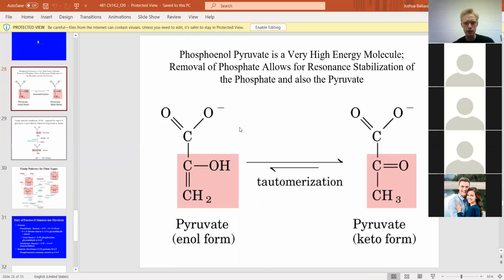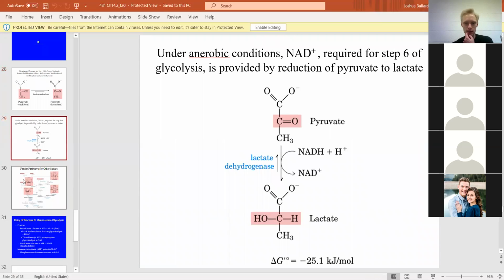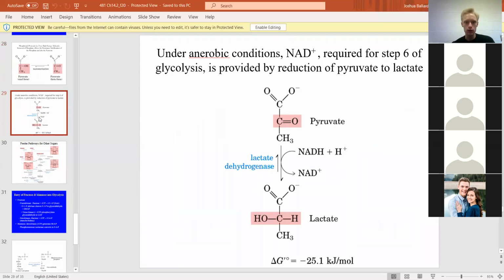And here's just pyruvate in the different forms. And pyruvate's a key transfer molecule. Now in chapter 14, chapter 14 says, know the anaerobic lactate dehydrogenase reaction. So this slide pertains to that step. And I know there will be a question on that one.